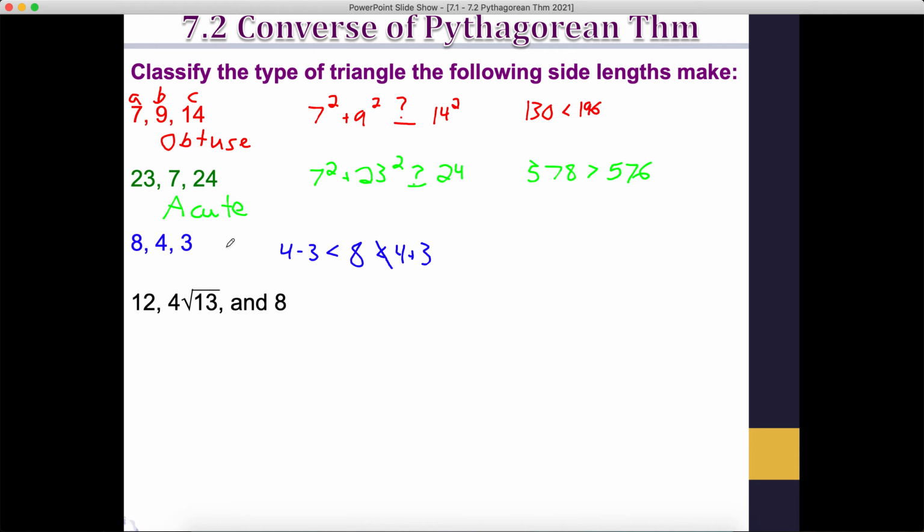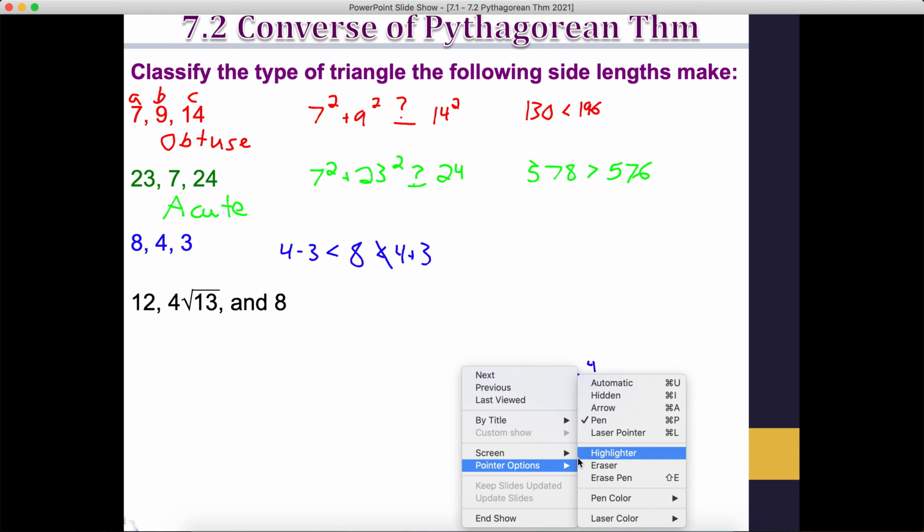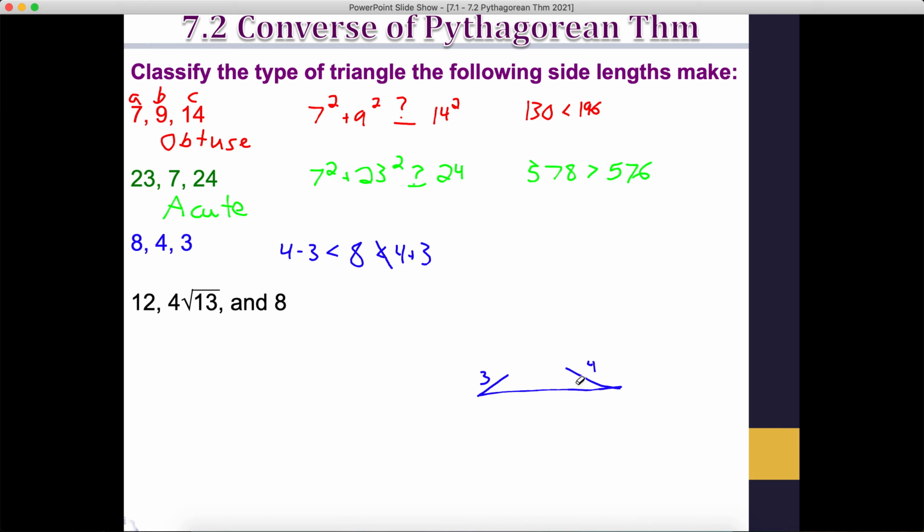And if you try to think about why that is, if you try to paint a visual in your head, imagine I have a stick that's 8 inches long, and then I have another segment that's 4 inches long, and then a third segment that's 3 inches long. The 8 is too long, and the 4 and the 3 won't actually be able to meet at a vertex, which would tell us that this is not an obtuse triangle. This is not a triangle at all. So let's take note of that. Not a triangle.